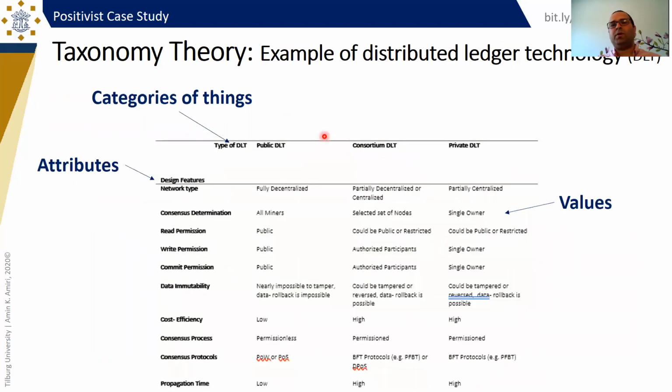And this is an example for distributed ledger technology, a kind of blockchain technology. You see here that you try to find various instances of this DLT. You try to find the attributes of that. You find the values that can be given to those attributes. And then you try to categorize them based on these values that you have for each DLT case. You would say that, okay, at the end of the day, we have public DLT, consortium DLT, and private DLT.